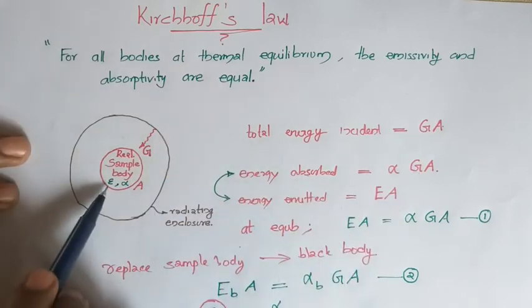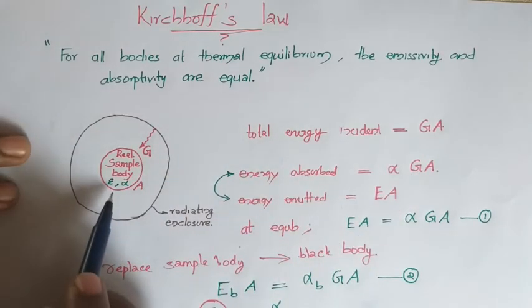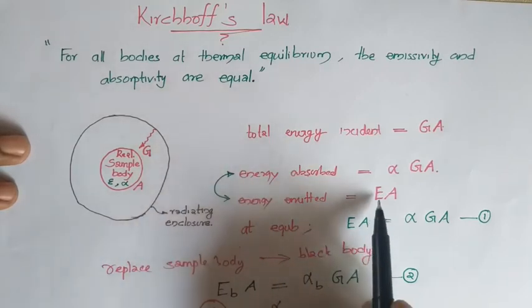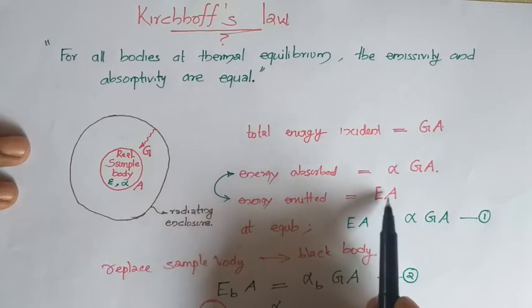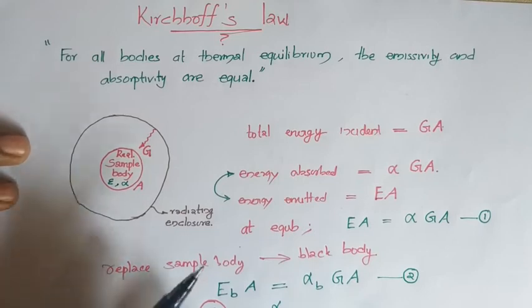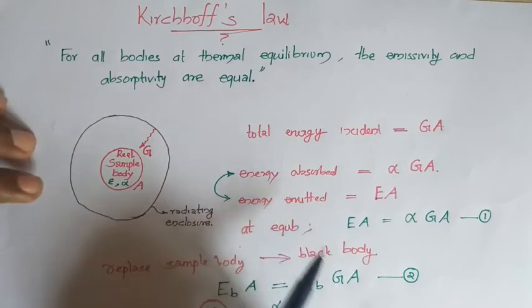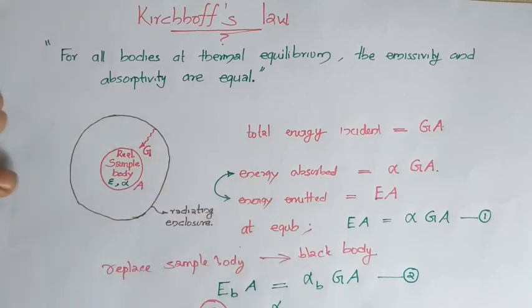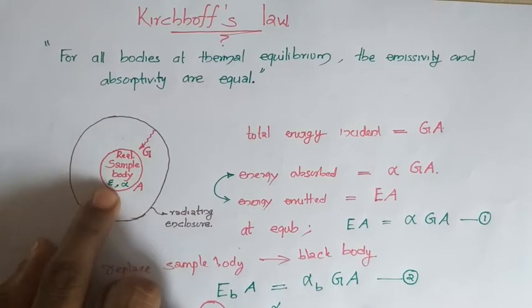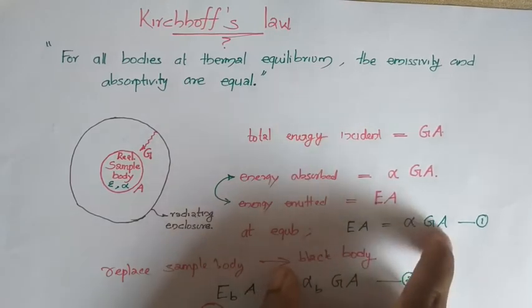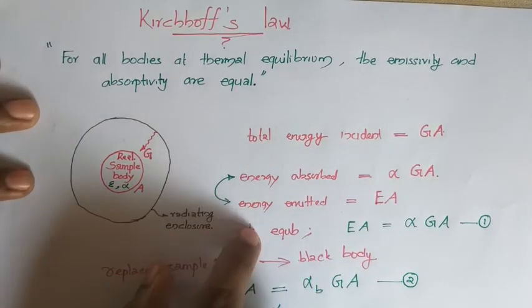Also, every body above absolute zero Kelvin temperature will be able to radiate or emit, and the energy emitted will be equal to the emissive power into area. Emissive power is defined as energy emitted per unit area, so multiplying by area gives the total energy emitted. And at thermal equilibrium, the energy absorbed by this body will be equal to the energy emitted. That means whatever amount of energy is being absorbed, the same will be emitted by this body at equilibrium. So you can equate E times A equal to alpha into G into A. This I will be calling equation 1. And this was considered for a real body.